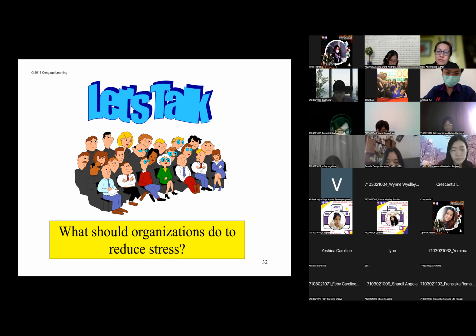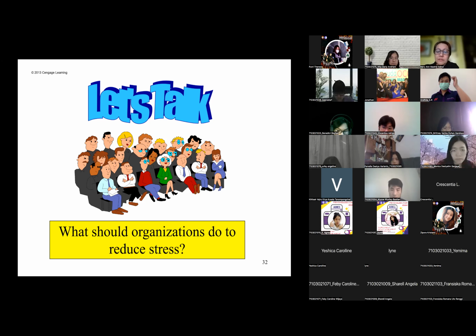For me, everyone's stressor is different, right? We can't apply the same method to everyone, because every individual has their own stressor. But for me, having a work-life balance is a must. Like, you work, but at the same time, you can get a holiday or just go out together with the organization. So they are not just working professionally, but they can become a family too outside the working time. So that maybe can reduce stress.